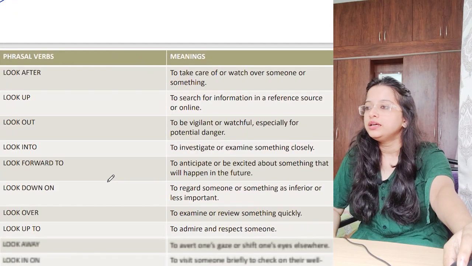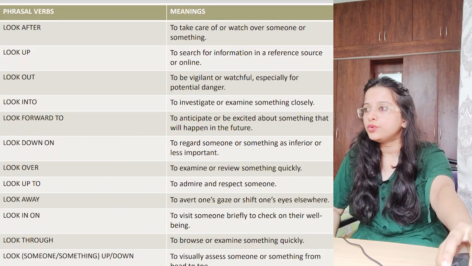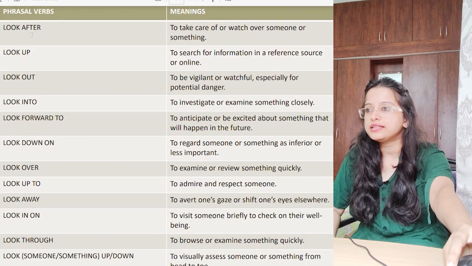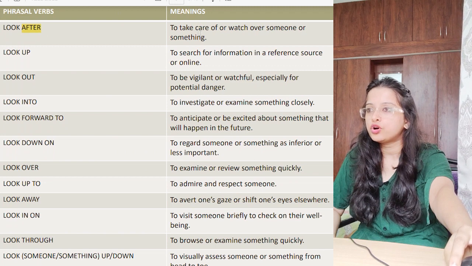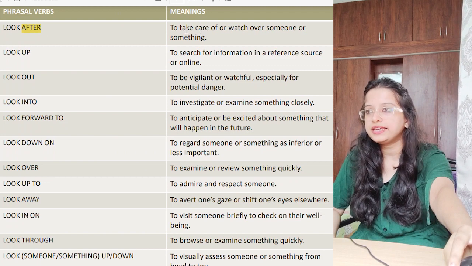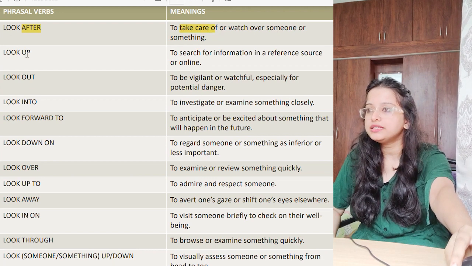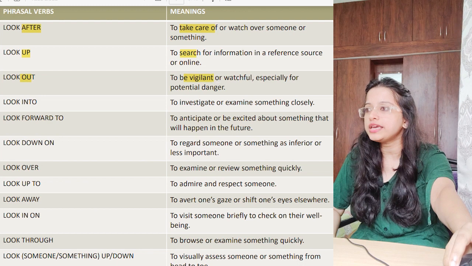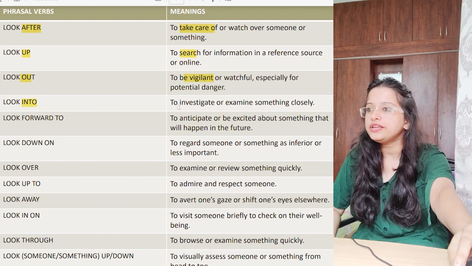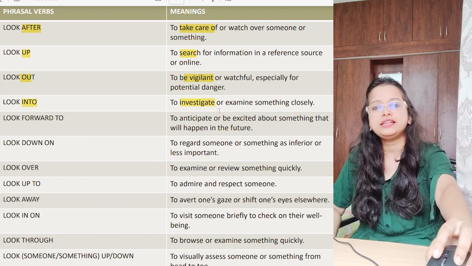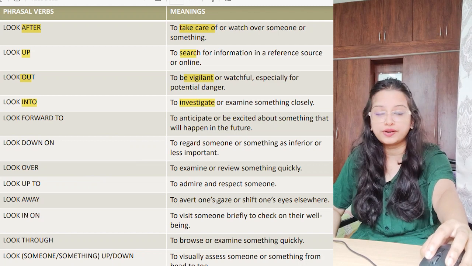Phrasal verbs. So as you can see, look word, so you have look after, you can take it as to take care or watch over, so we can just write take care, okay, to take care of somebody. Look up meaning is what? To search, okay. Look out, you can simply write to be vigilant, be watchful, be careful, okay. Look into meaning to investigate. Simply just write these many words, that will be enough, for those who are writing it.